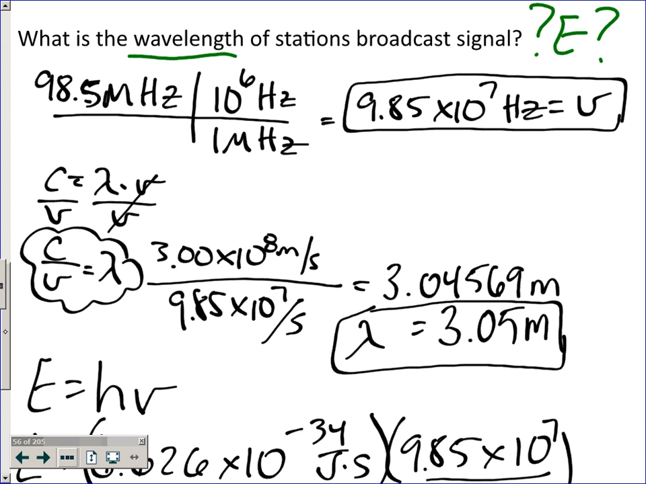Is it long or short? Really long, right? And so it's much longer than like a gamma ray. So is it moving fast or slow? Slow. So the frequency should be low, right? So that's much lower than some of our other frequencies.